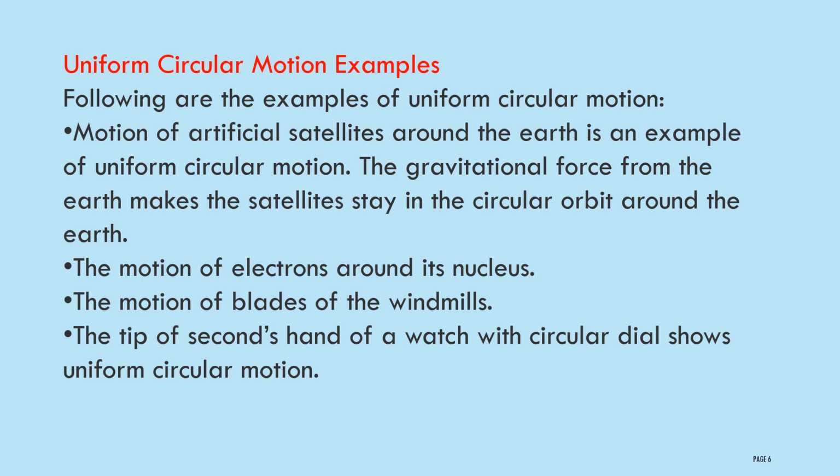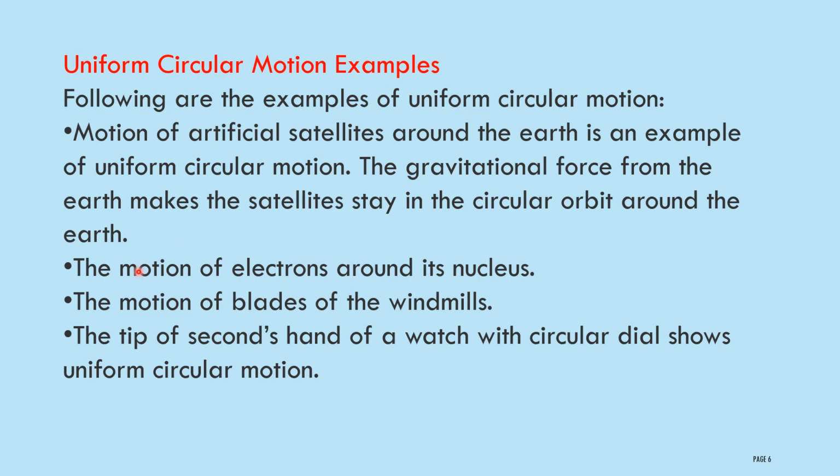Let us discuss a few examples of uniform circular motion. First one, the motion of an artificial satellite around the earth is an example of uniform circular motion. Here the gravitational force from the earth makes the satellite stay in a circular orbit around the earth. Because of the earth's gravitational force, the satellite revolves around the earth in a particular orbit.